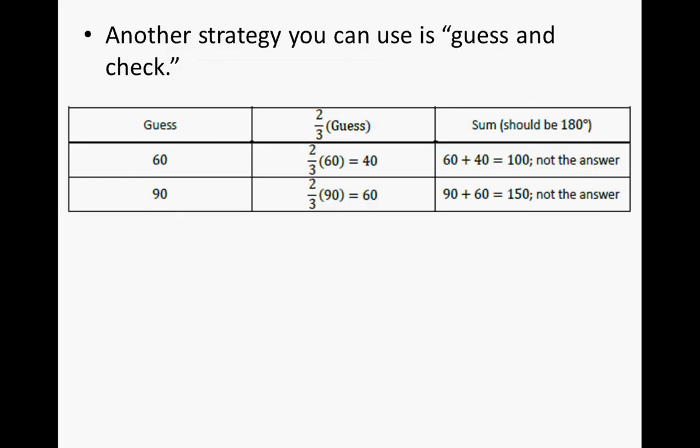Another strategy you can use is guess and check. If we have 2/3 of a guess, we could pick 60. 2/3 of 60 is 40. However, 60 plus 40 is 100, but it's not 180, so it's not the answer. We can try 90. 2/3 of 90 is 60. Well, 90 plus 60 is 150, which is still not 180 degrees.